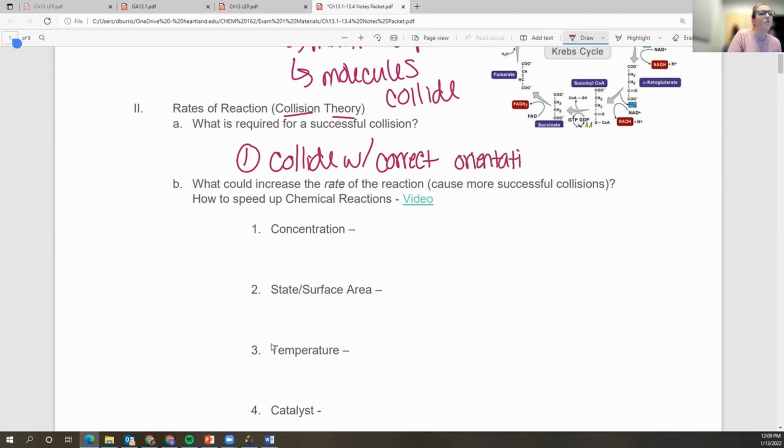If they have the wrong orientation, meaning they're not turned the right way, they're not going to react correctly. You're not going to be able to make the new bonds that you need to. So they have to have the correct orientation when they collide, and they also have to have enough energy in order to collide. If they just brush past each other, they're not going to react. But if they have enough energy, then they will react.